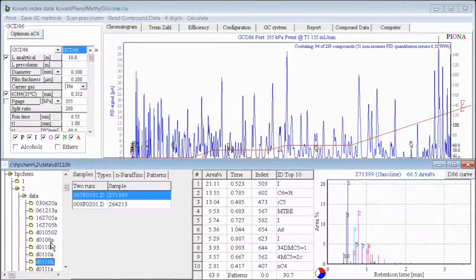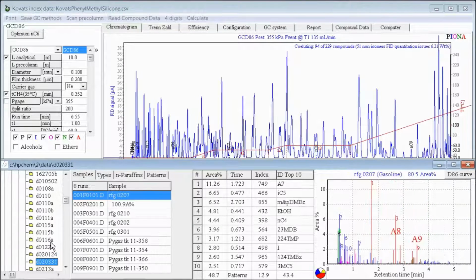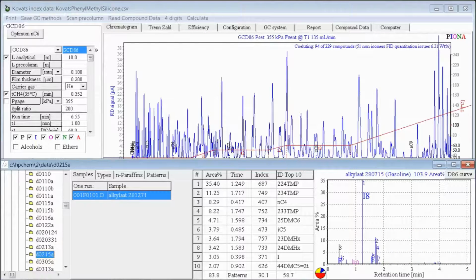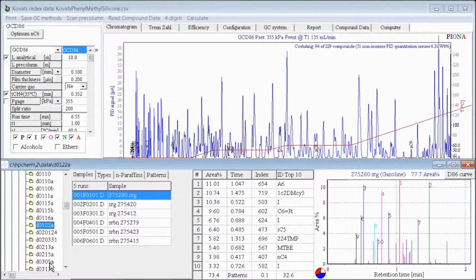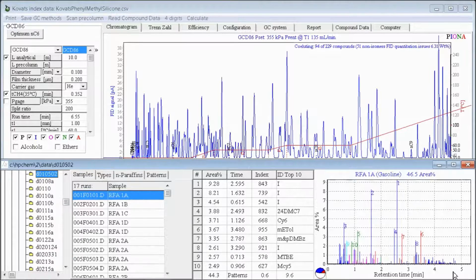The N paraffins are recognized and peaks are identified on the fly as you look here. This is an alkylate sample, and I can show you one. Please note that all these retention times are only 4 to 5 minutes, so these analyses are really short.